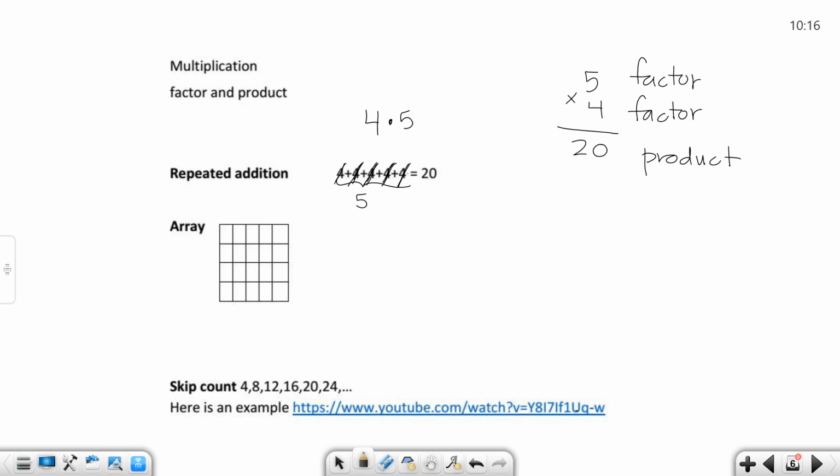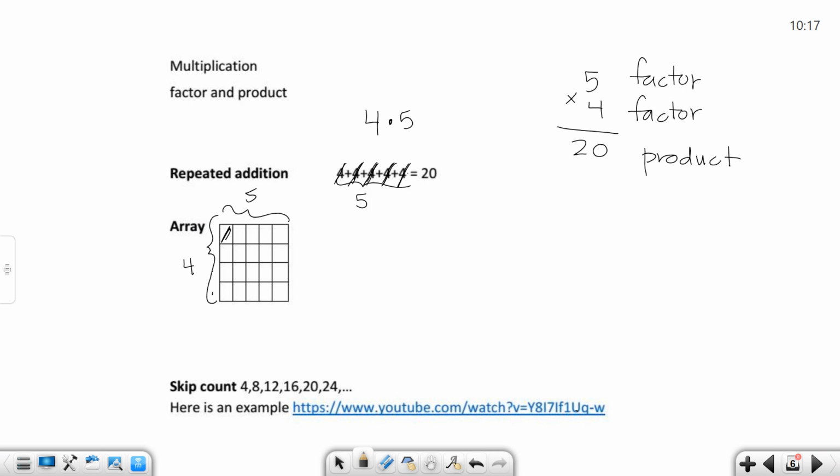And so especially if you can get some graph paper, you can even print graph paper online and give it to your students with a highlighter. So if you see this one, I have 1, 2, 3, 4 of these. So I have 4 things going down. And 1, 2, 3, 4, 5 of these. So I have 5 going across.